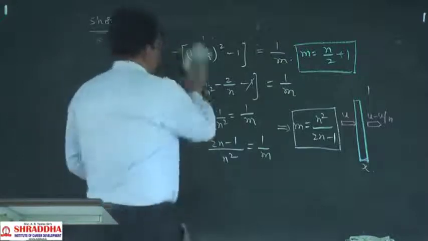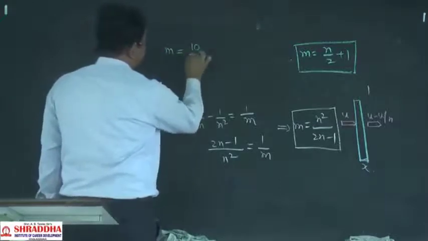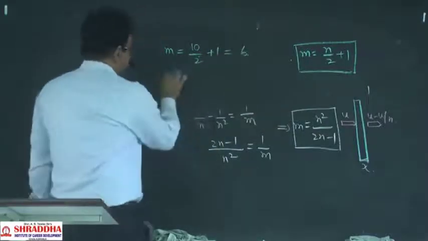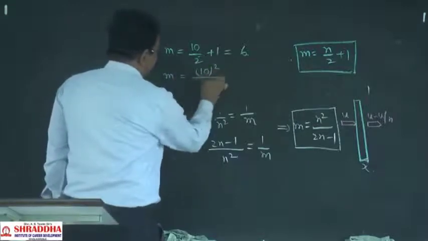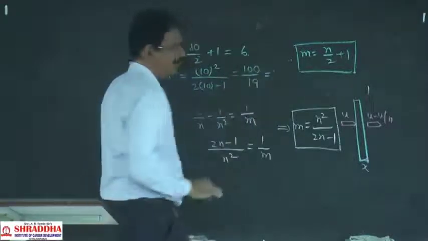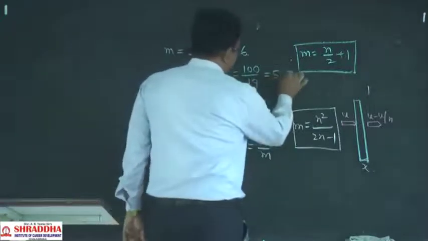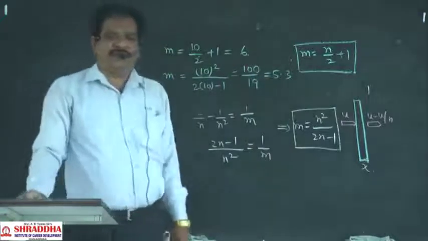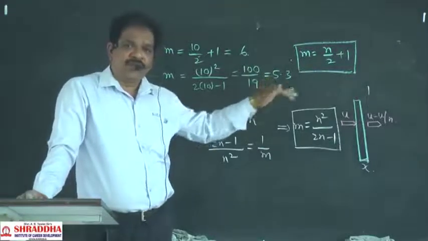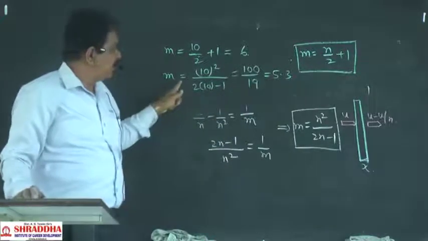Means what we have to do? Take n is equal to 10. So 1 by 10 of its velocity. If you use this formula, then this value will be 10 squared by 2 into 10 minus 1, 100 by 19. It is more than 5.3, like that it is coming. So 5 planks are not enough to stop the bullet. More than 5 planks are required, means 6 planks are required to completely stop the bullet.